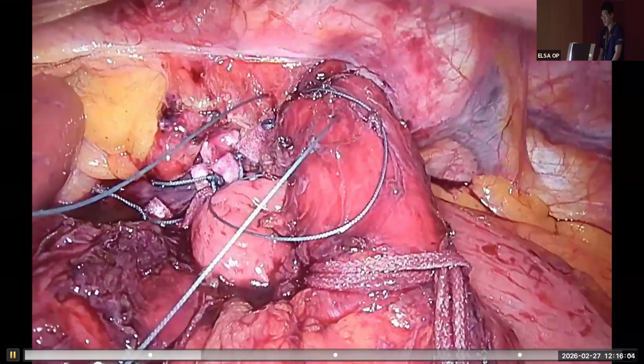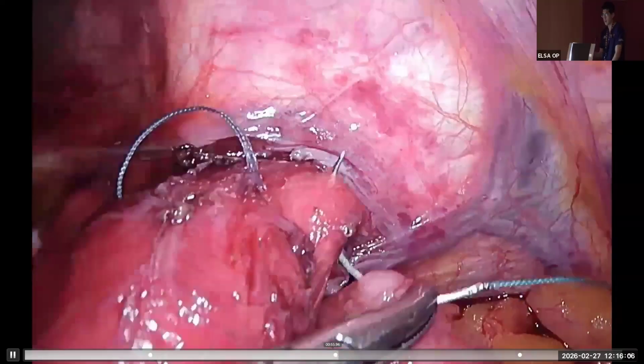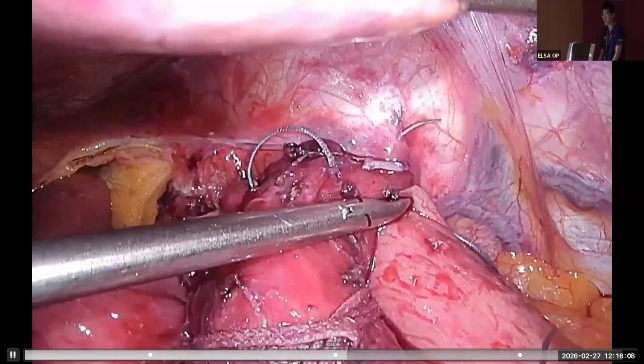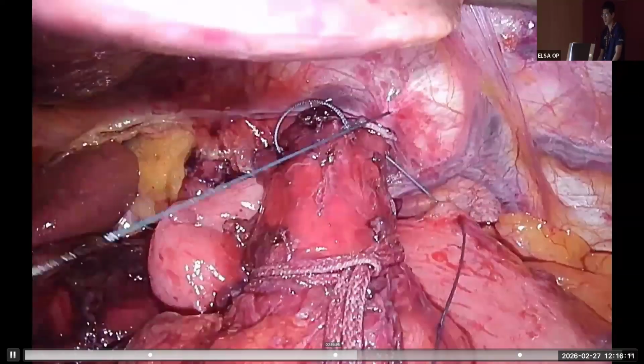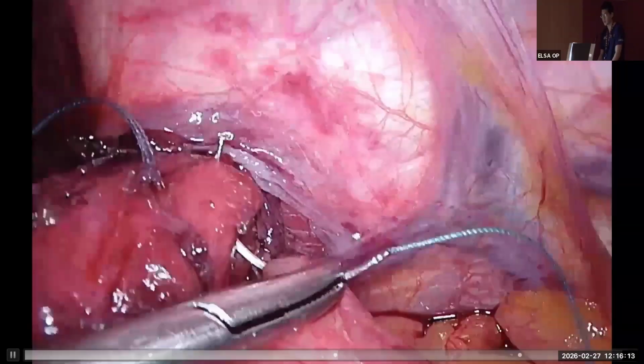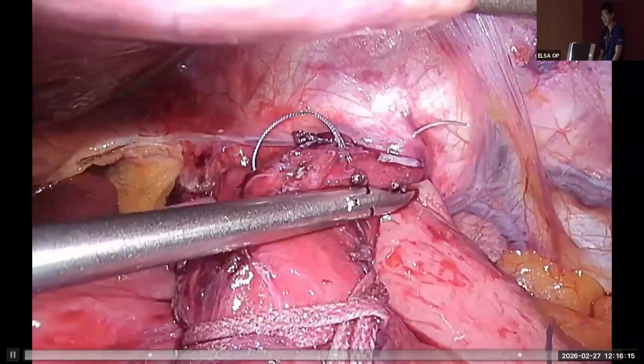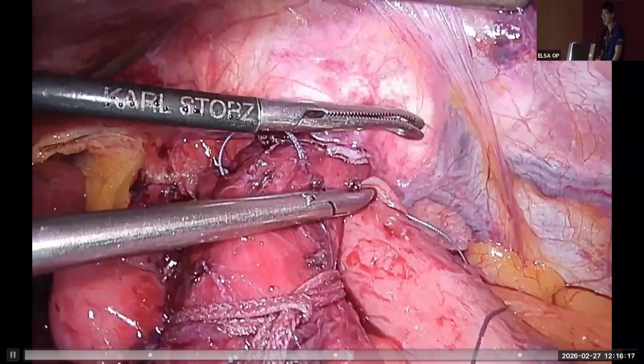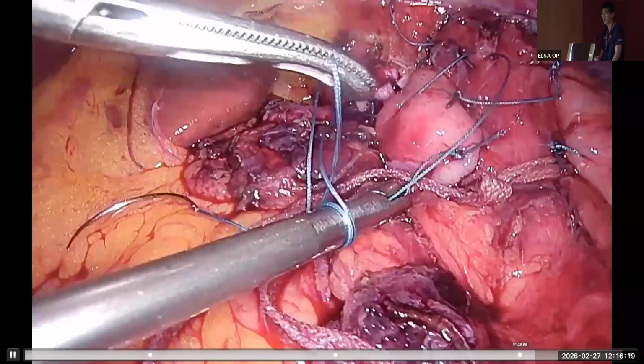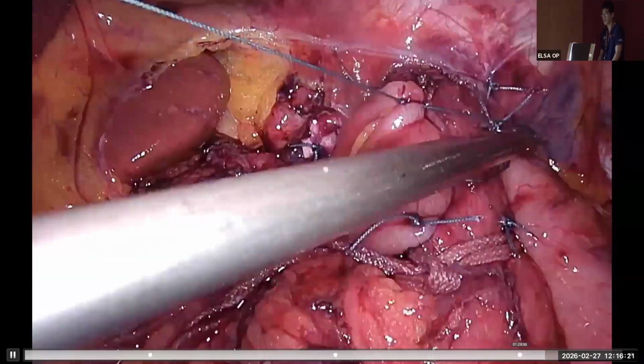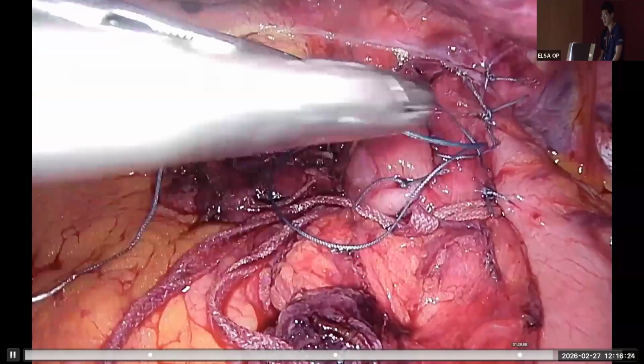Then following that, we will just place sutures at both sides. So again, this is on the left crus. You want to just anchor it. And following that, we will place 3 or 4 sutures on each side to complete the Toupet fundoplication.